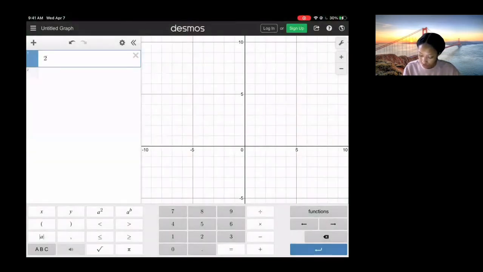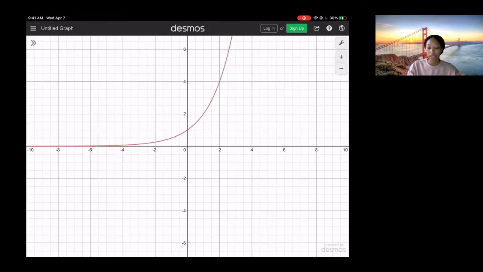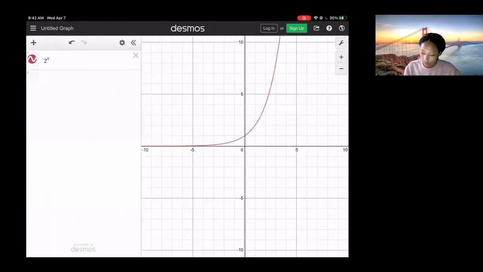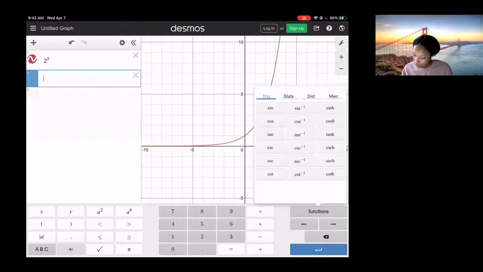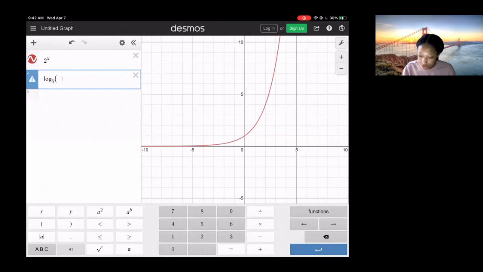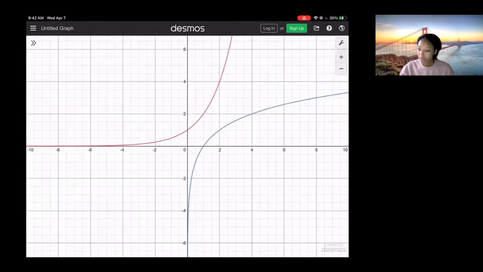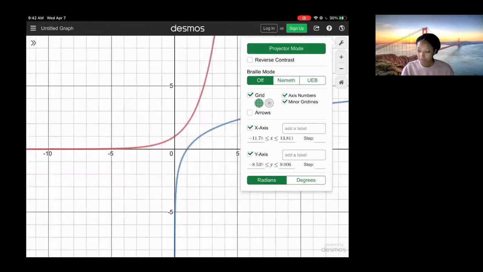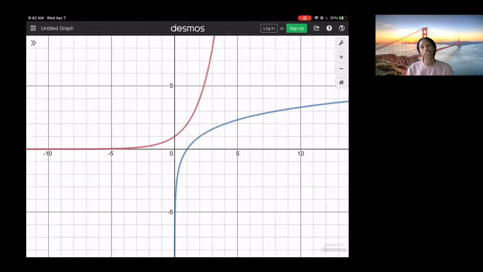All right, and we're going to look at 2 raised to the x power. That looks like the graph we saw earlier. It's an exponential growth. And then we also want to look at the log function, log base 2 of x. So the red curve is the exponential function 2 to the x. And the blue curve is its inverse, the log function, log base 2 of x.